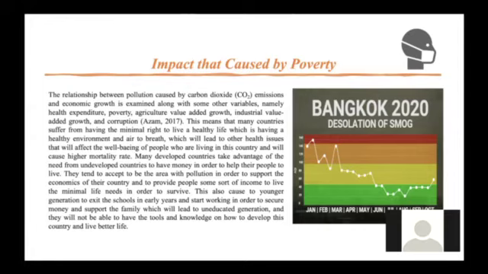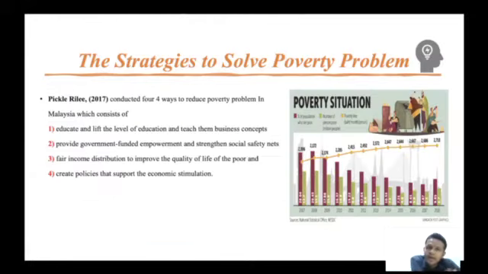They tend to accept becoming areas of pollution because of the need for money. And many generations have already quit school in order to work and live, which will lead them to go back to the same circle of poverty. There are some studies about strategies to solve the poverty problem.